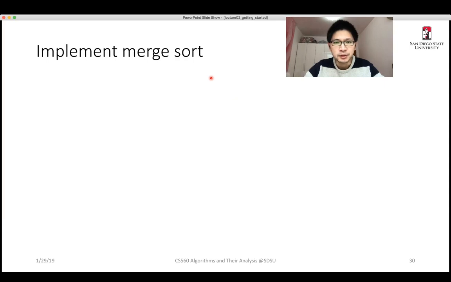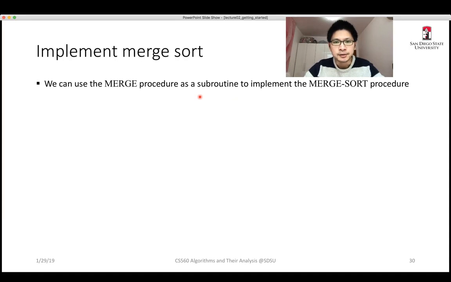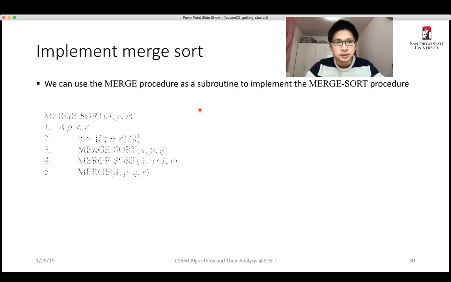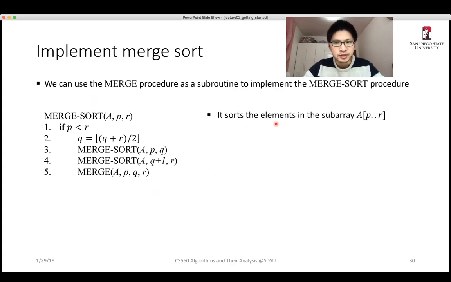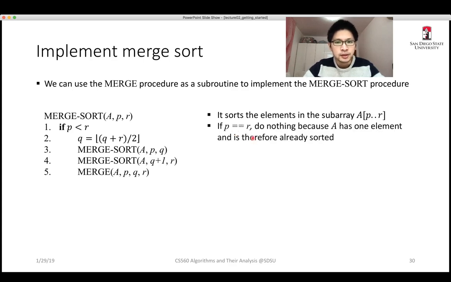After we have implemented the merge procedure, we can now use it as a subroutine to implement the merge sort procedure. So here is the pseudocode for merge sort. As you can see, it sorts elements in the subarray from A[p] to A[r]. If p equals r, then this procedure does nothing, because p equals r means there is just one element in A, and it's therefore already sorted.